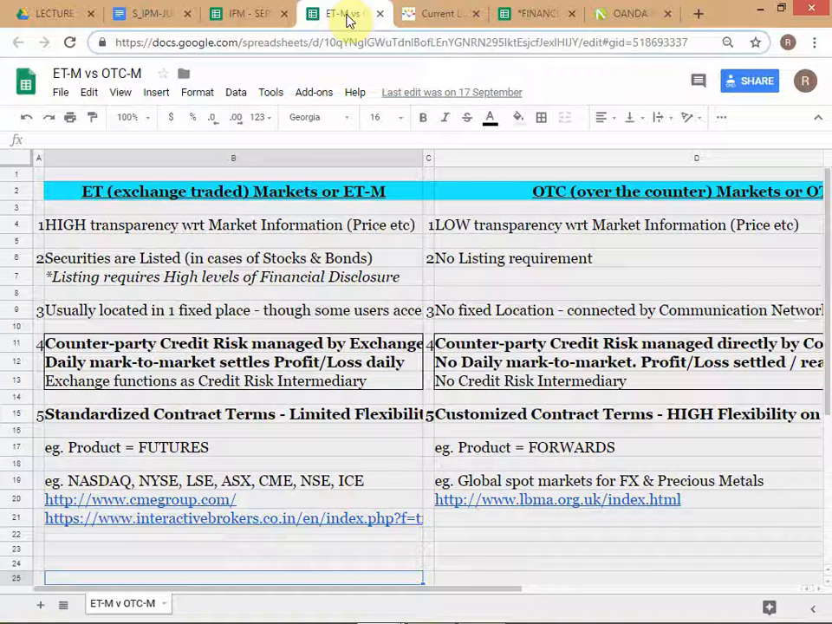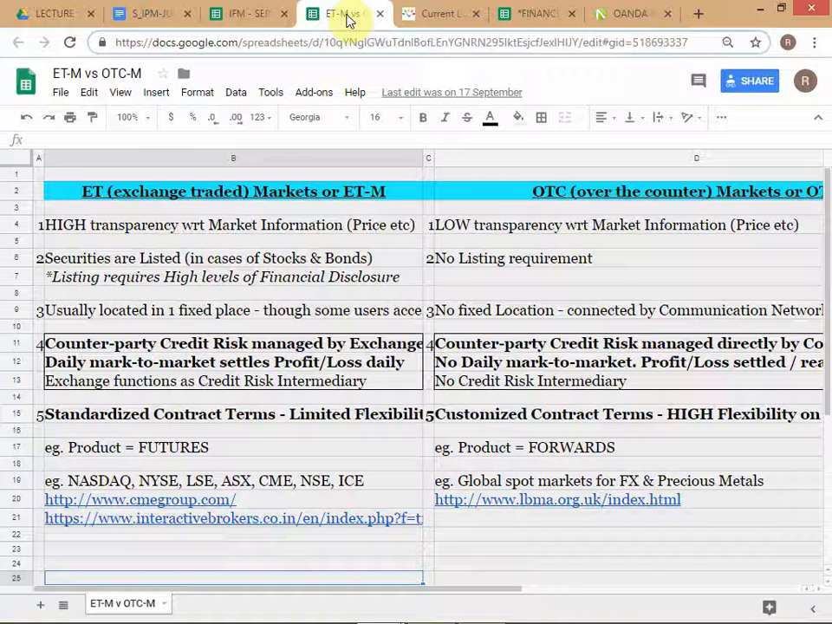And then it gets cleared, so therefore what is happening is, even though it was actually an OTC transaction to start with, it ends up being a transaction which features credit risk intermediation by the exchange clearing house. Are you guys following what I'm saying? Okay.